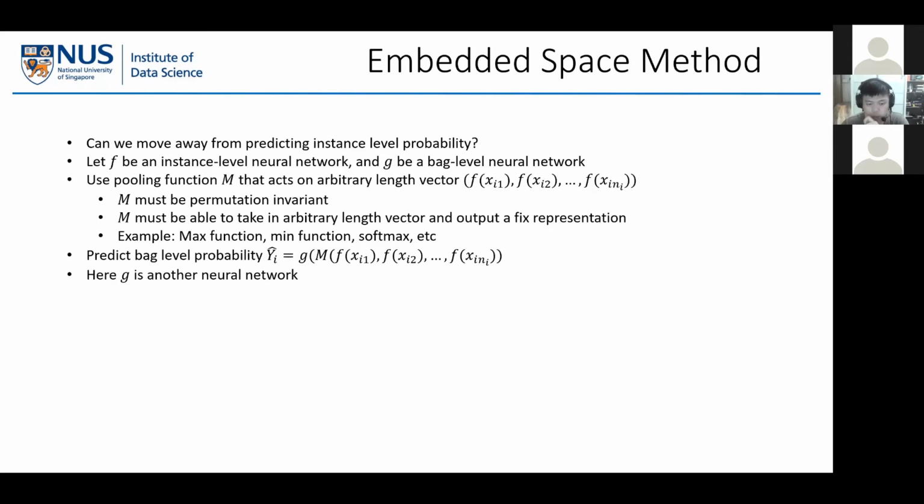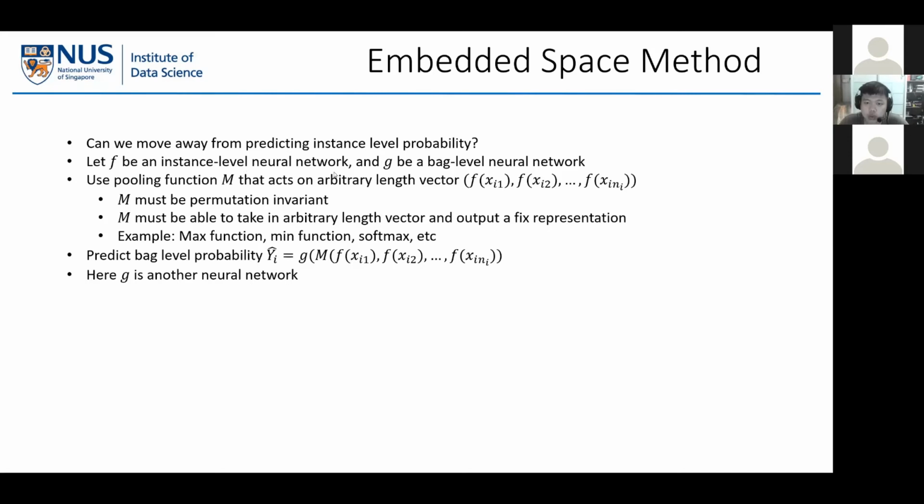So then this brings us to the third method to solve the multiple instance learning problem. It's called the embedded space methods. This is somewhat a combination of both bag-based methods, in which we are dealing with bag representation, and instance-based methods, in which we're trying to assign some probability to each instance. But the main difference is that instead of predicting instance level probability, we're trying to transform the instance.